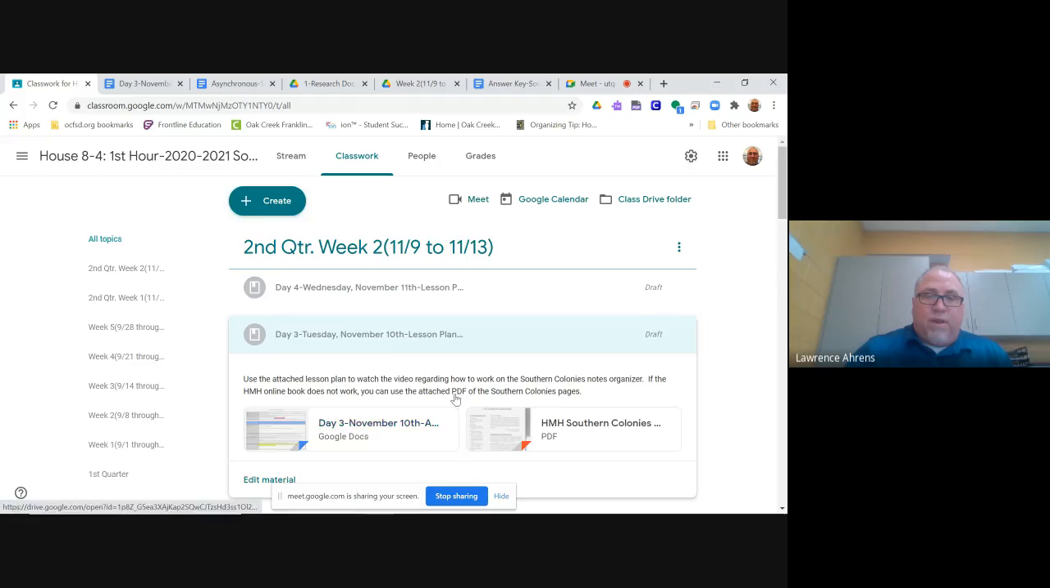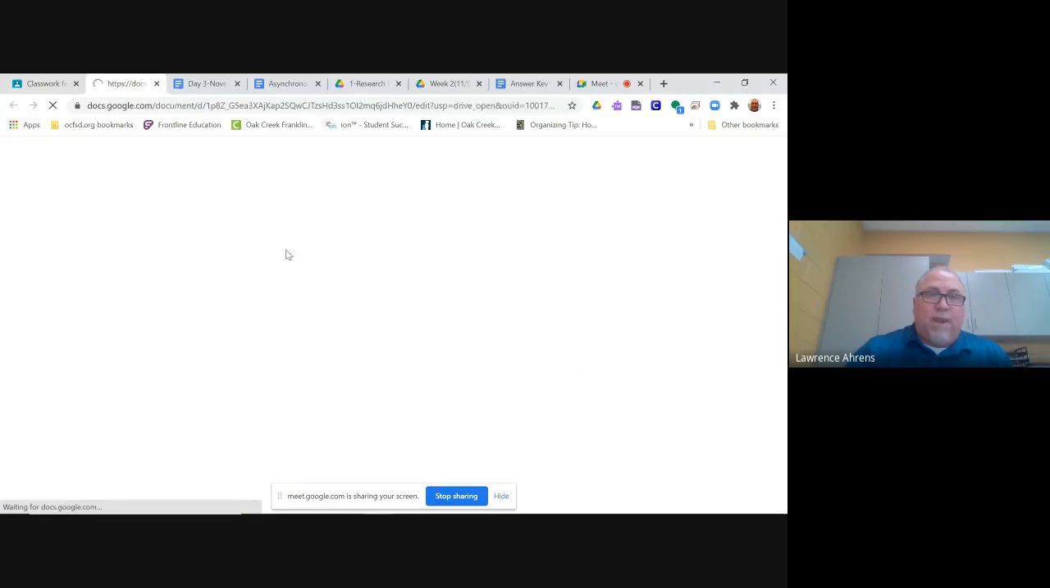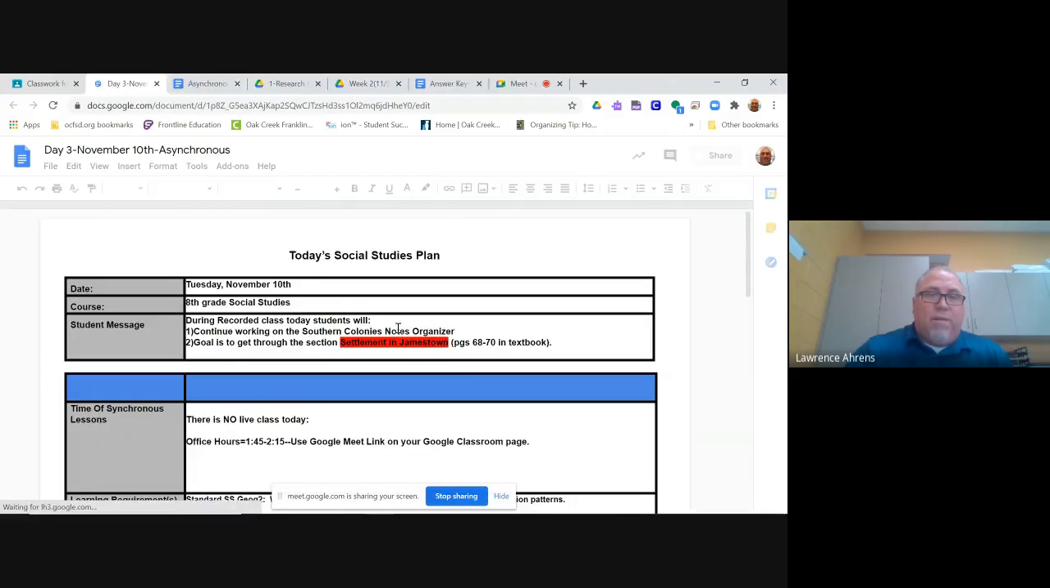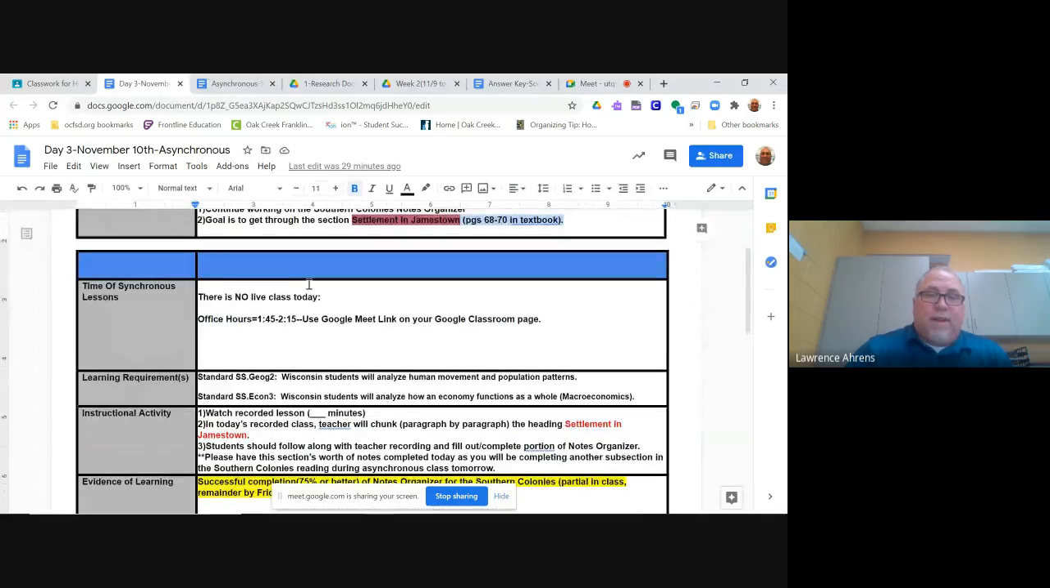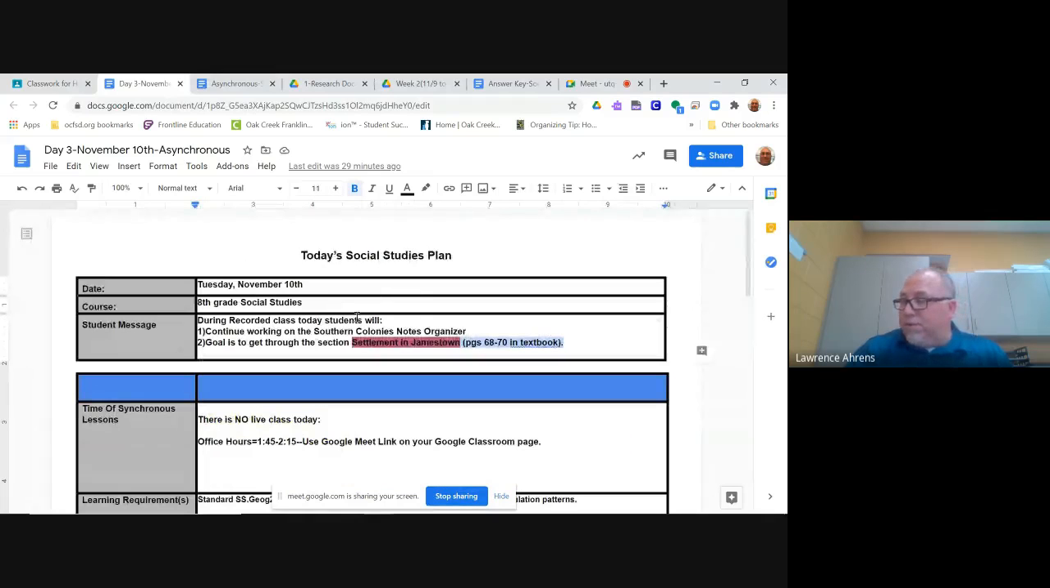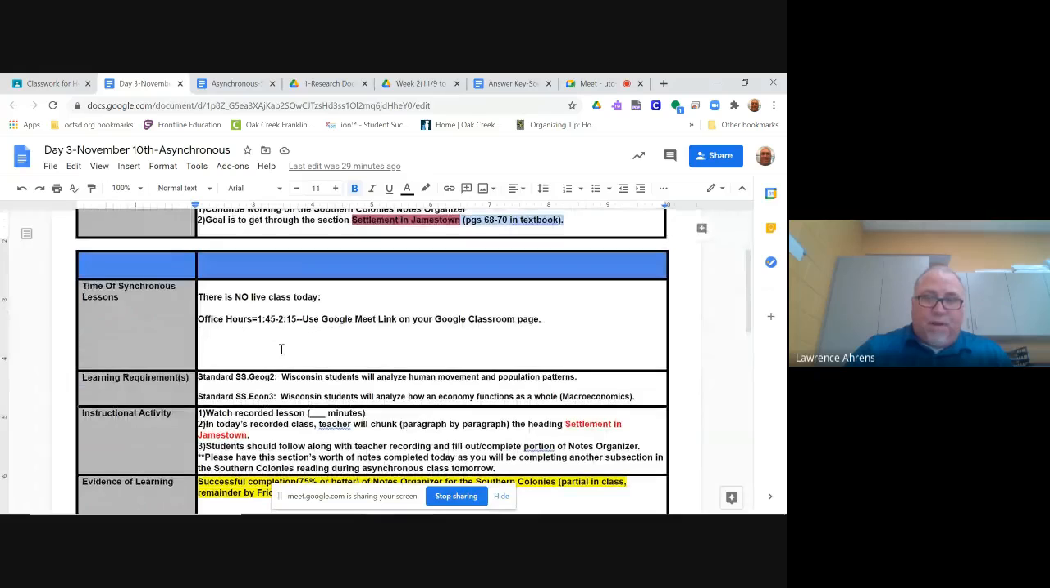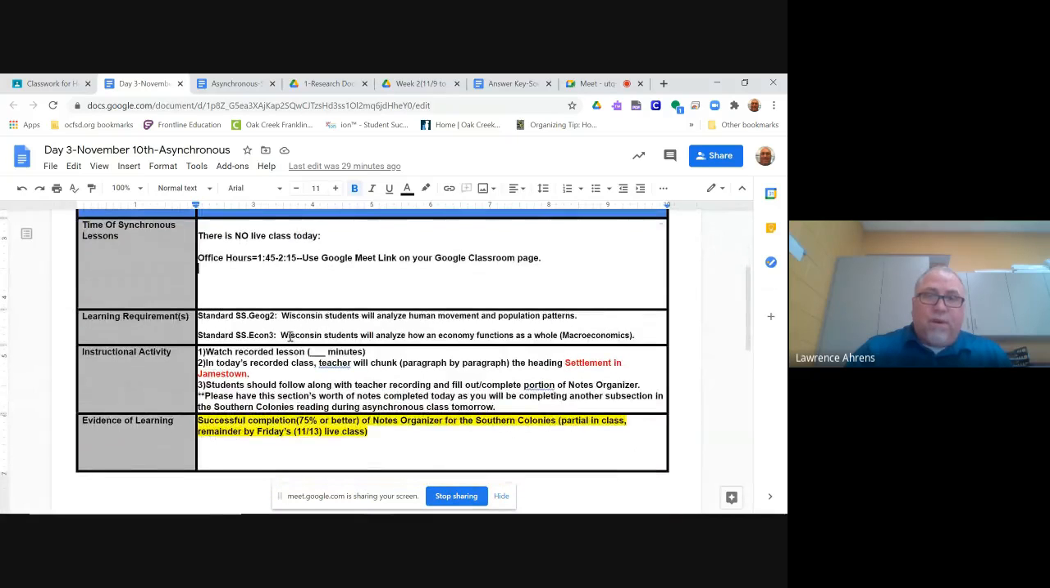This is where you're getting not only the lesson plan for the day, which is popping up right now. We are going to be covering the settlement in Jamestown material, which is going to be pages 68 to 70 in your text. Obviously, if the link is working on the notes, which I will attempt to do as we begin this process today, great. If not, then I will have a digital PDF of the textbook pages, the hard copy that Mr. Wonger and I posted. So today our main objective is to get you through the settlement in Jamestown and show you how the notes organizer should start to look.